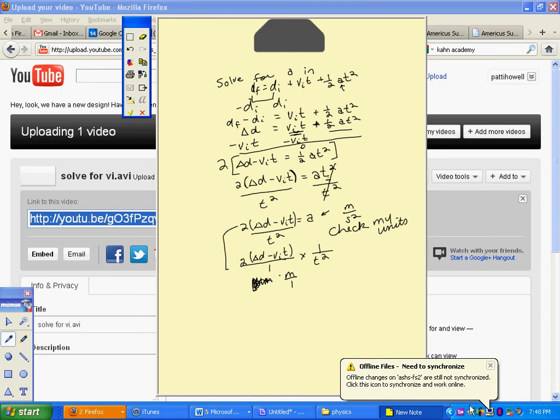And then velocity, here we go, this one is measured in meters per second. Time is measured in seconds. So on this particular term right here, I'm going to end up with meters minus meters. So my unit for this term is simply meters.